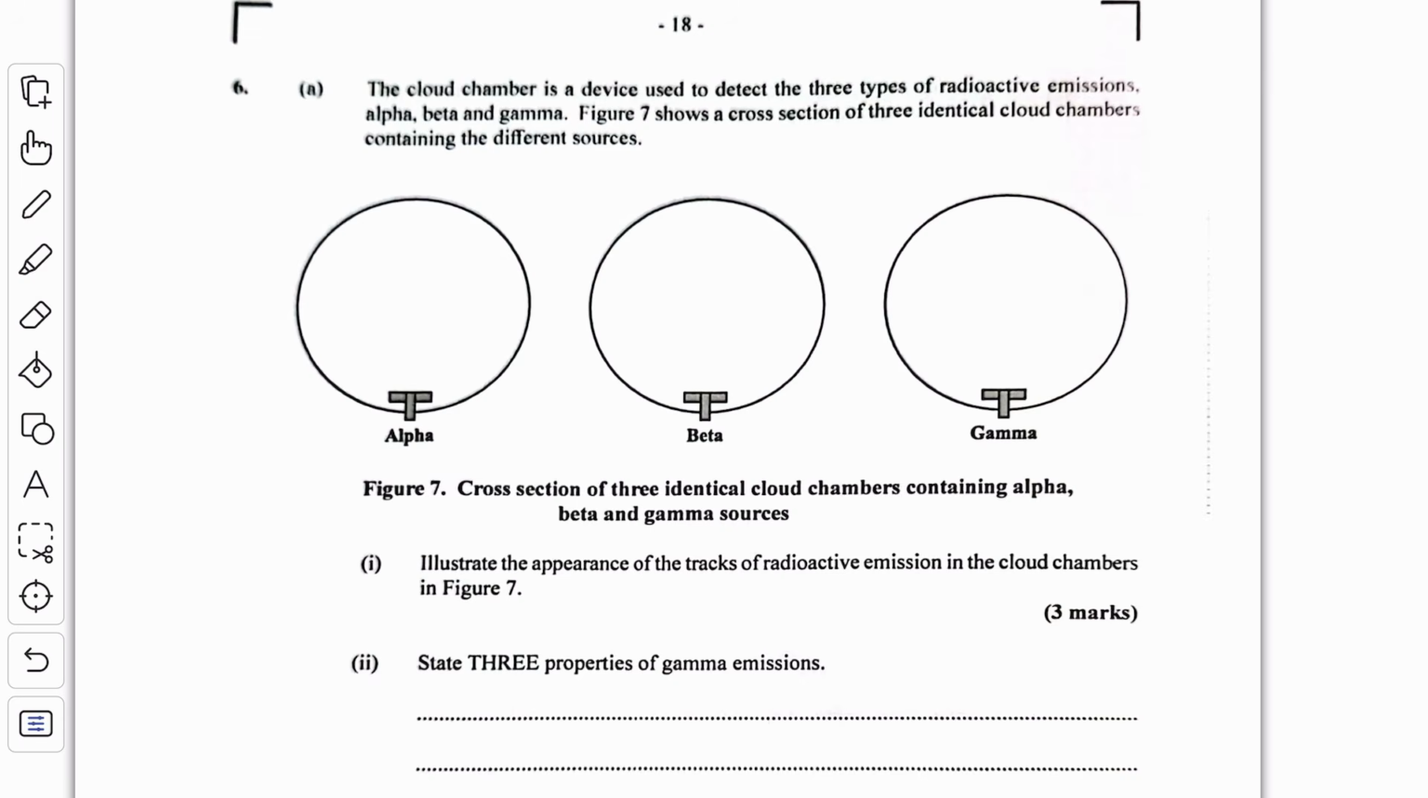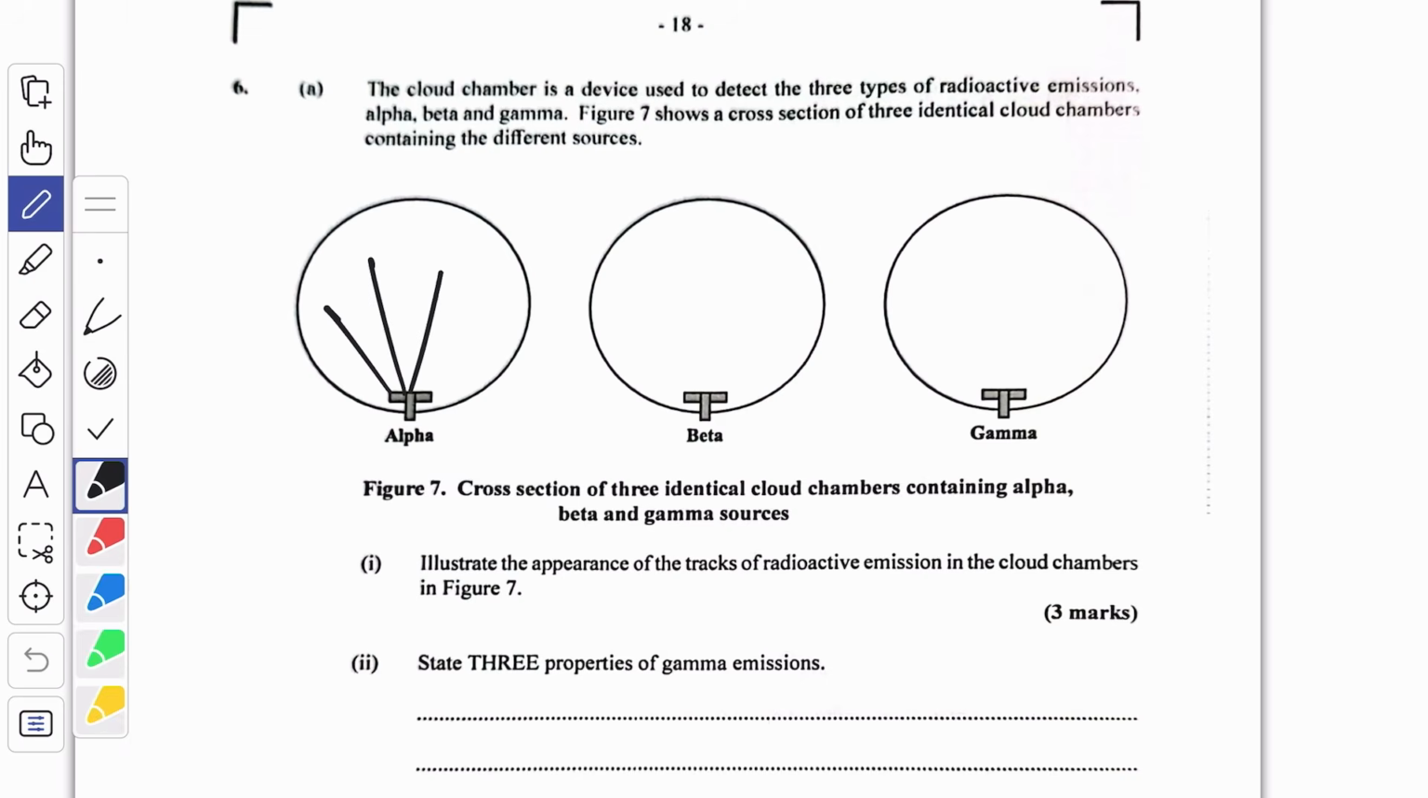Now, alpha particles are strongly ionizing, beta particles are weaker ionizers, and then gamma are just horrible ionizers. So the alpha radiation tracks are going to be thick, bold lines. Beta is going to be a little bit weaker, not as thick and bold. And then gamma radiation is going to be really, really thin and weak because it can't ionize well, so it almost looks like tadpoles.